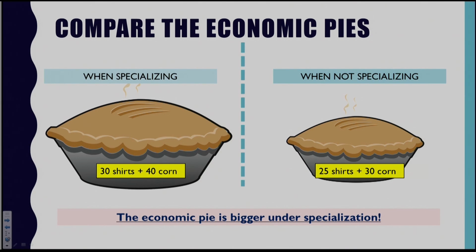Okay, so now I've got my economic pies next to each other. Again, when we're specializing, that's on the left. When we're not specializing, we're on the right. So do you agree the economic pie is bigger under specialization? It should be obvious. We have more shirts and we have more corn. So we didn't trade off anything. Through specialization, we got more shirts and more corn. So clearly, the economic pie is bigger.